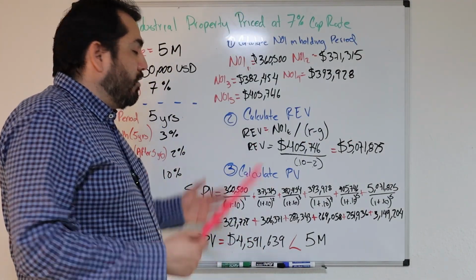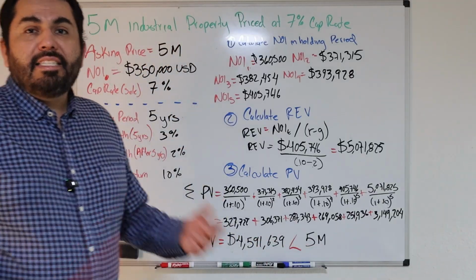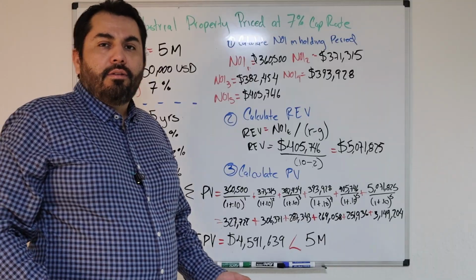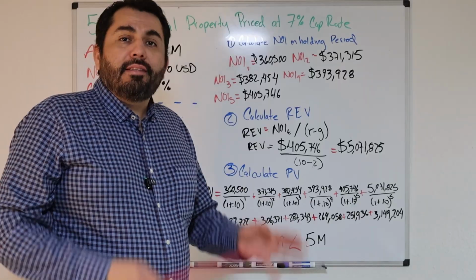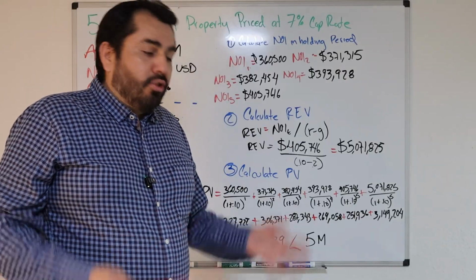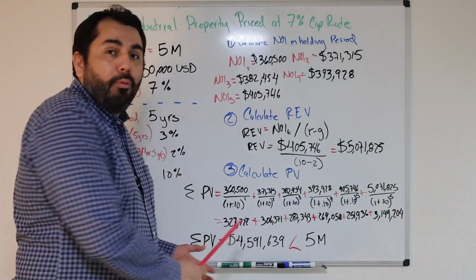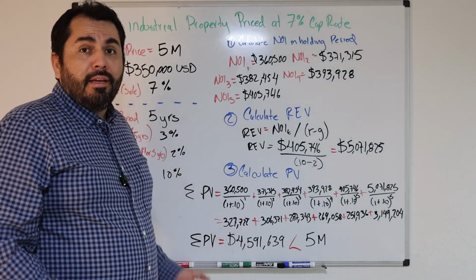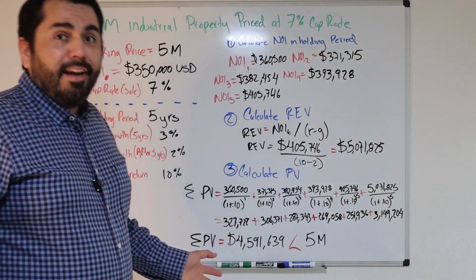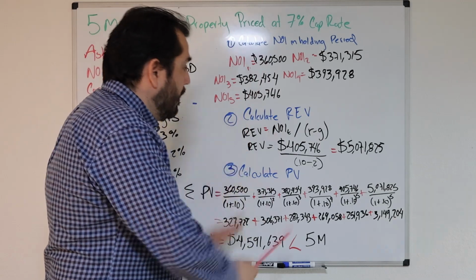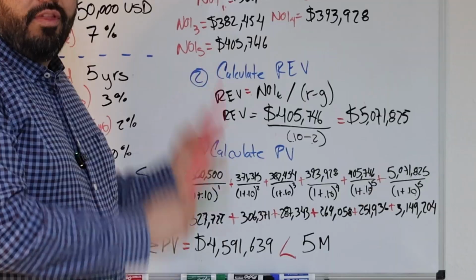That comes to be lower than the 5 million the seller is asking. So we know now that the property is highly priced. So we are going to offer just 4.6 million for this property, and we hope the seller accepts this offer. But that's the fair value for the property because we already calculated it with the present value of the cash flows.